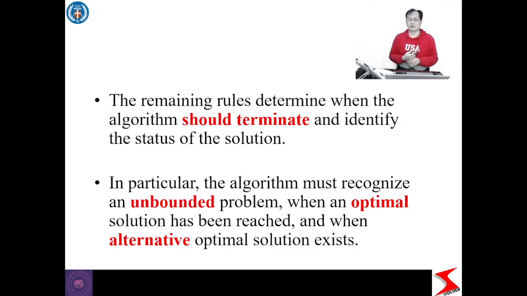When you finish Rule 3, actually you move from one table to the next table. But should we terminate the calculation or not? We still need to do the judgment. For example, if this problem is an unbounded problem, or we reach the optimal, or multiple optimal solutions exist. So this depends on other rules.